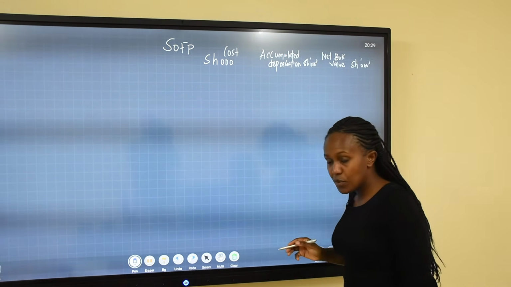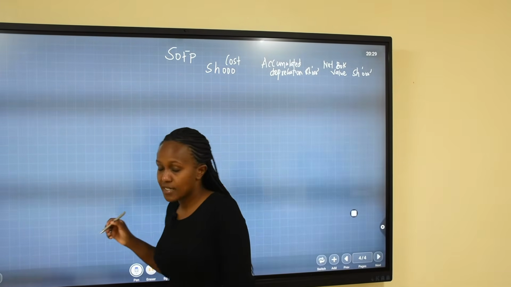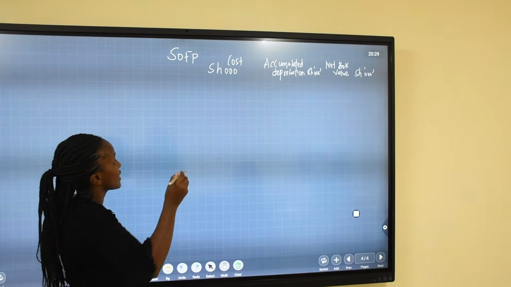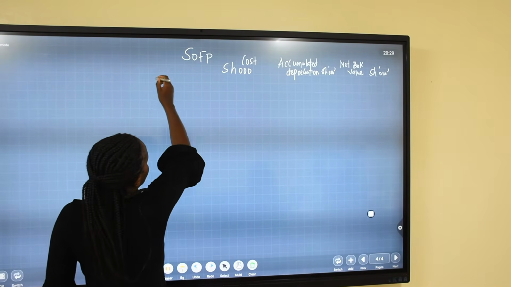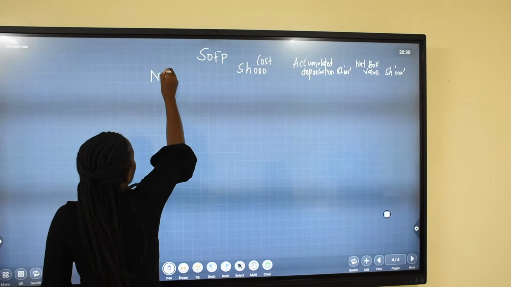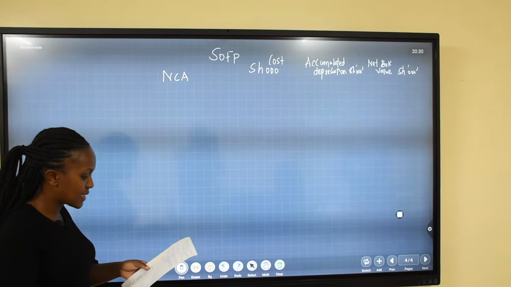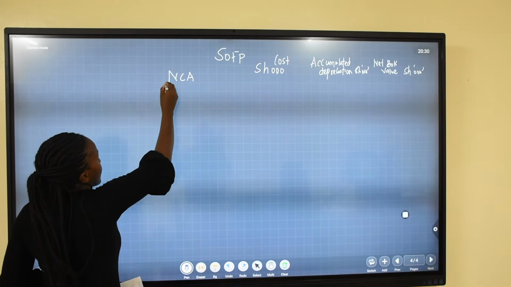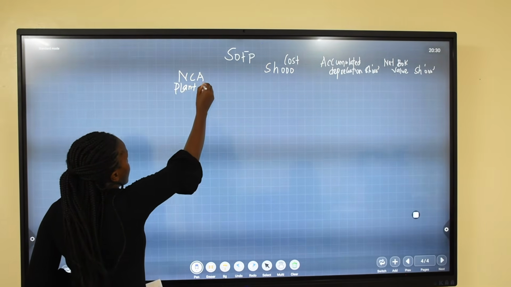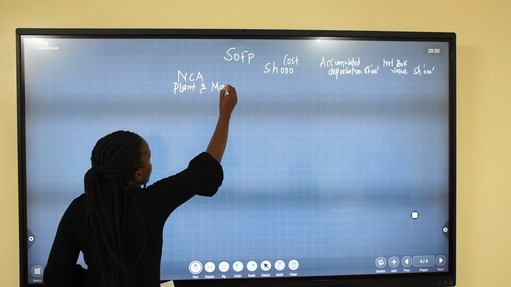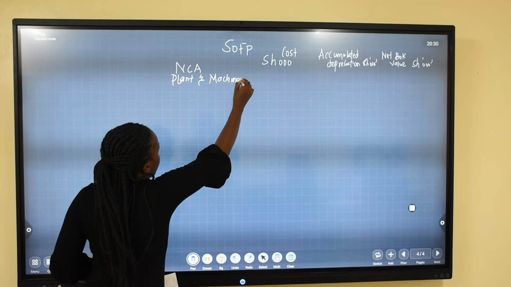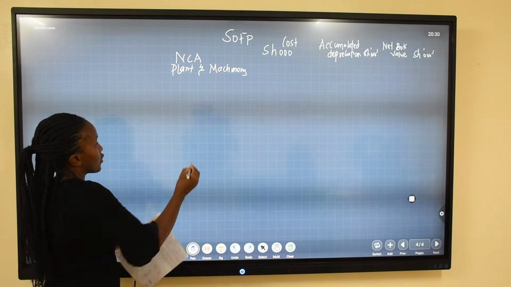So to begin with, we are going to start with our non-current assets, or what we call our fixed assets. So our non-current assets, the fixed assets that we have: plant and machinery. We also have motor vehicles.